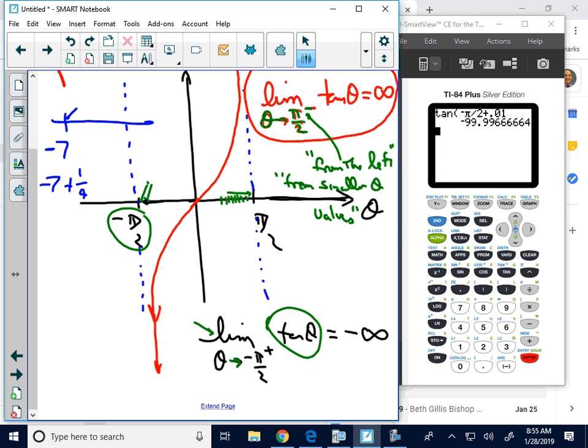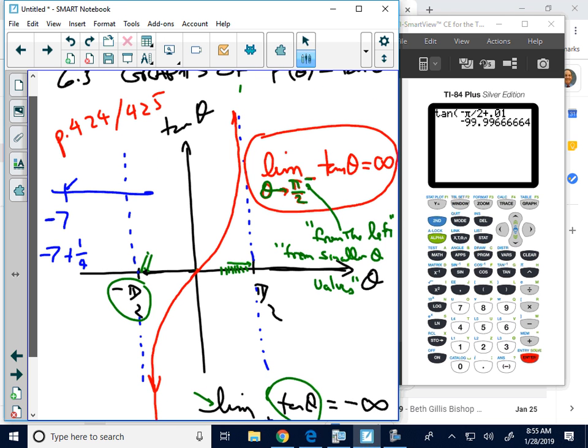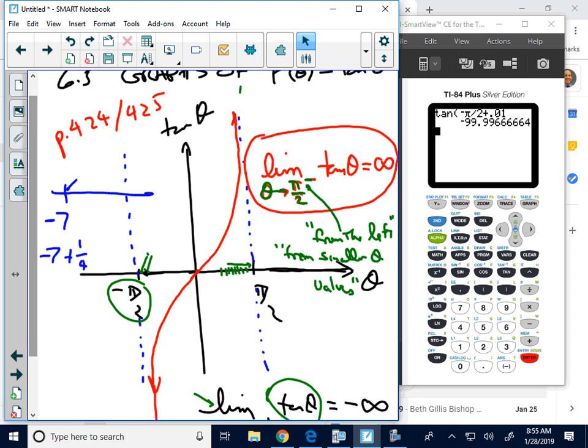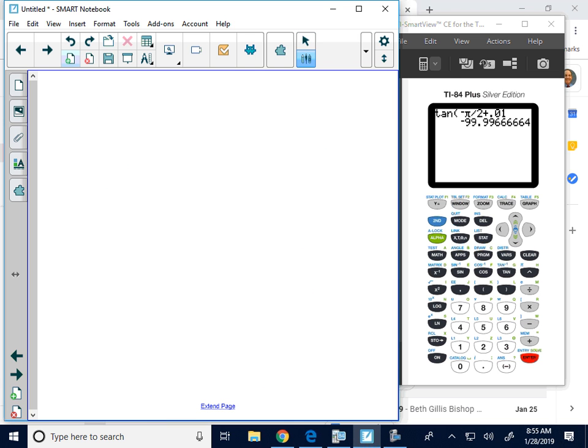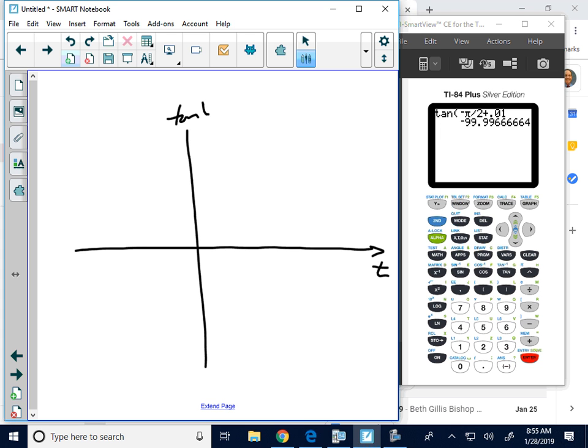Okay? Now, I want to get a new picture. I'll put this back on here again, and then I'll throw in more repetitions of this red curve. Here's my, now instead of calling the angle theta, let me call it t. So this is the tangent of t. Remember, you can name that independent variable anything you want. Sometimes it's x, sometimes it's t, sometimes it's theta, sometimes it's whatever you want it to be.